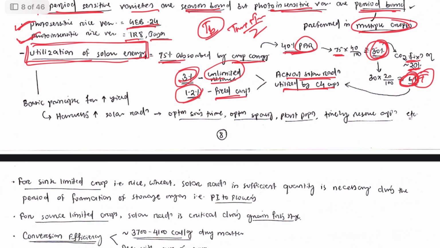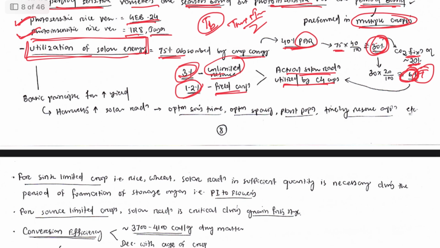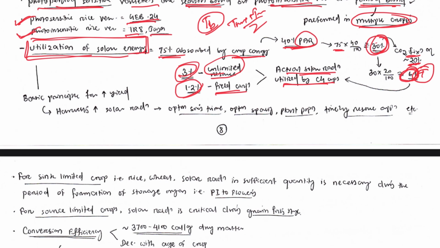Now, why is utilization of solar radiation efficiency important? It is the basic principle of increasing crop yield: to harvest maximum solar radiation. If we can harvest maximum solar radiation in a particular time period, then we can increase the yield. To trap maximum solar radiation, we need to go for optimum sowing time, optimum spacing, optimum plant population, and timely resource application, right?